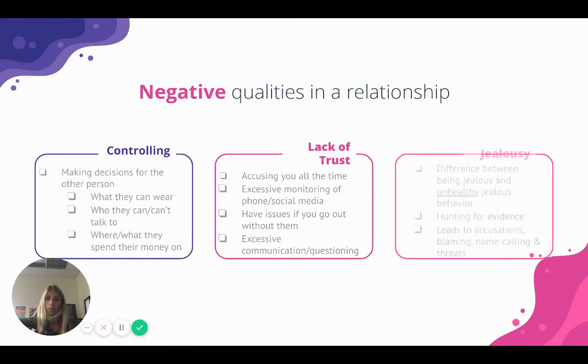The next one is jealousy, okay? There is a difference between being jealous in a relationship and unhealthy jealous behavior. Obviously, sometimes it's uncomfortable for us to see people being smiley and friendly with people of the opposite sex. However, when it escalates beyond control, they're hunting for evidence to prove that you're doing things. And a lot of times this will lead to other things like accusations, blaming, name calling, threats, things like that.